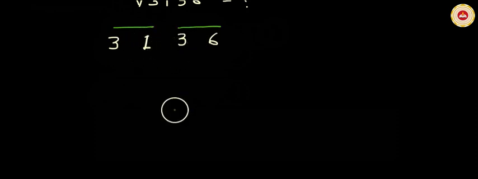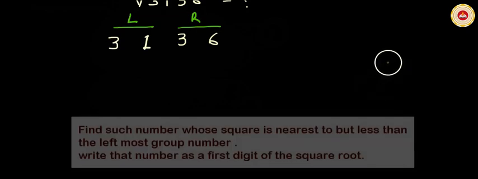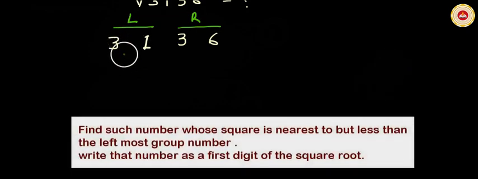Every group contains 2 digits in the given number. Now let us find the first digit, the leftmost digit in the square root. We are going to evaluate the square root of the given number 3136. So let us find the first digit of that square root. How to find that first digit, the leftmost digit? See, consider this is the left group, this is the right group. Consider the left group first. What is the left group? 31. Now find such a number whose square is less than 31 but nearest to this 31.